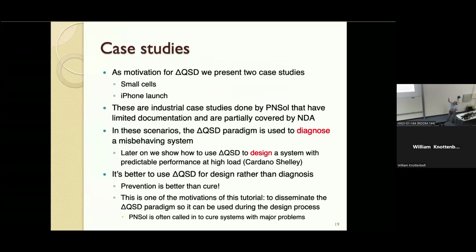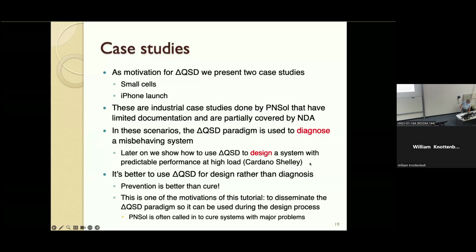So there's what I call the small cells case study and iPhone launch case studies. So these are actual industrial case studies. They have been somewhat anonymized since they're covered by NDA. And in both of the case studies, we're diagnosing a misbehaving system. We're trying to figure out why it's misbehaving. But later on in the tutorial, we'll show how to design a system.